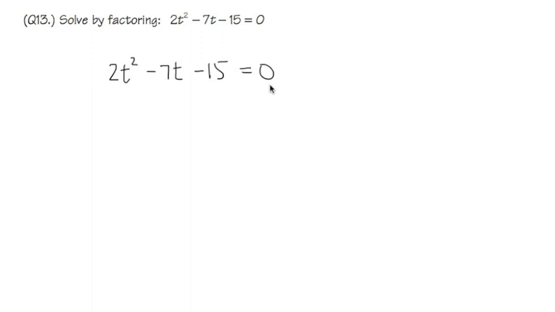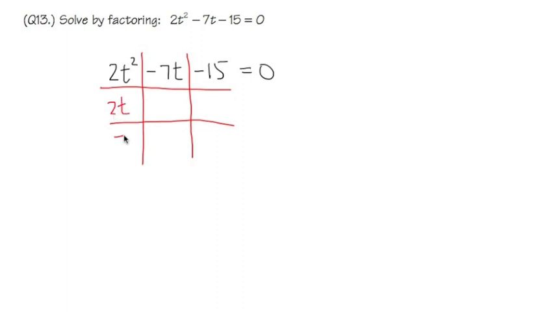First of all, you need to make sure that one side is equal to 0. We do have one side equal to 0, so we can go ahead and do the tic-tac-toe, especially when you have 3 terms. How it works is that you draw the tic-tac-toe box like this. To fill out these 2 boxes, you have to think about what times what will be 2t squared. The combination for that will be just 2t times t. Now you have to ask yourself, what times what will be negative 15?